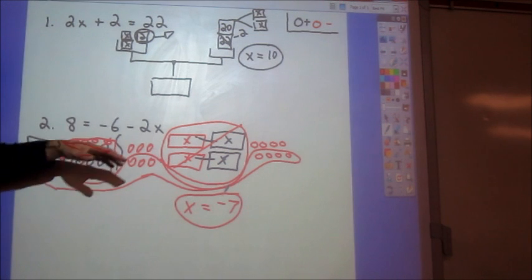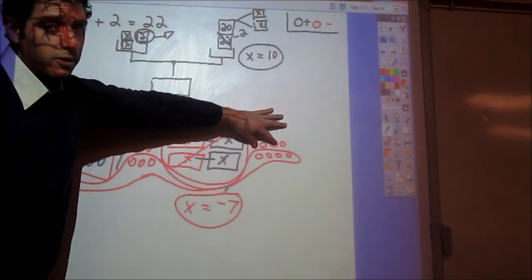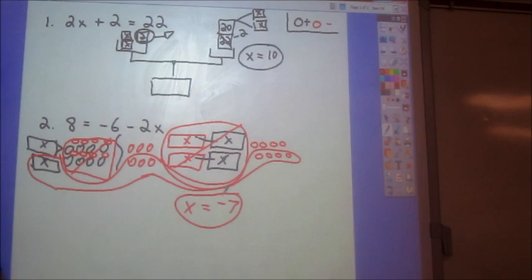Okay, the other x as well is matched with the other 7 remaining negative tiles on the other side of the equal sign. So there, we've used algebra tiles to solve for this problem.